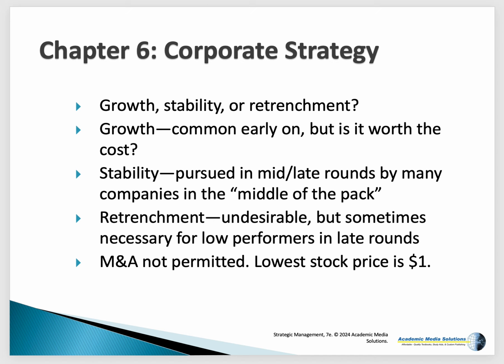Chapter 6 is the first of 3 chapters about strategy. It's the corporate strategy. It looks at the firm level or the broad considerations of growth, stability, and retrenchment. And as you get into that, you'll read a lot about whether your company needs to get larger, try to maintain the same size, or maybe even get smaller.